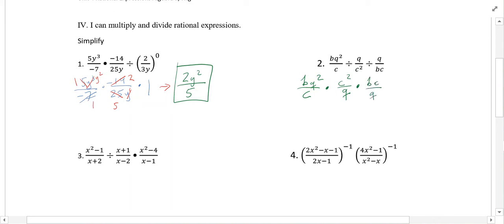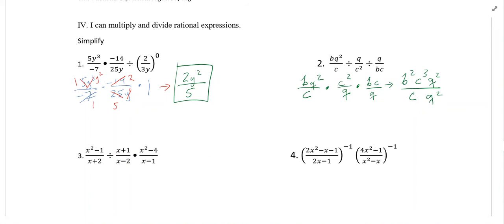So at this point, you could cross simplify if you wanted, but I'm going to multiply straight across and then simplify. So I'm going to start with the b's. So b times b is going to give me b squared. Then I have c squared times c, which is going to give me c to the third. And then I have q squared by itself. All right, in the denominator, I have c all alone, and then I have q times q, which is q squared.